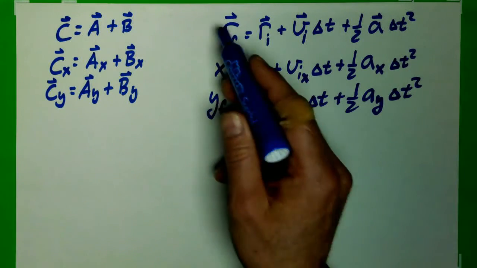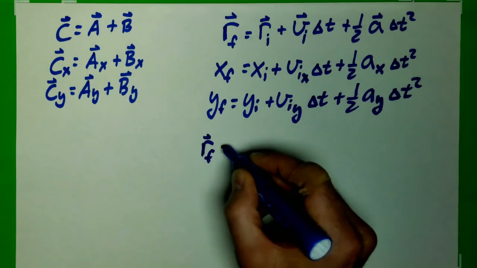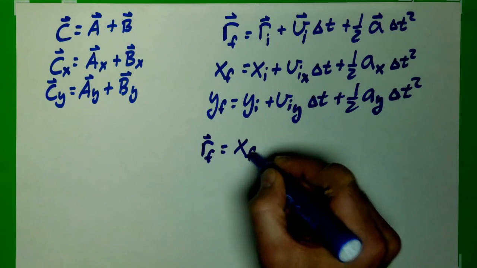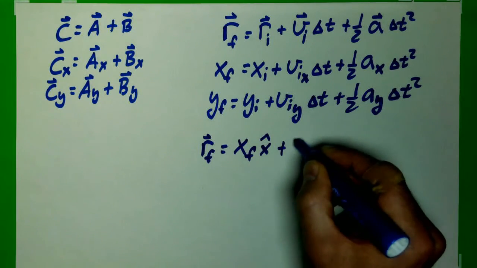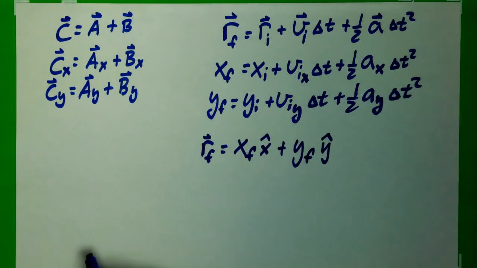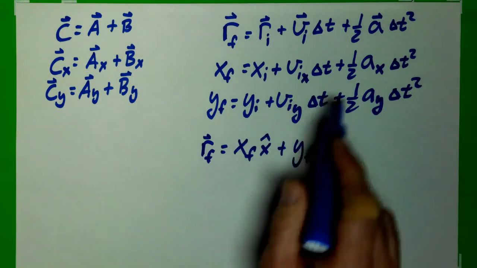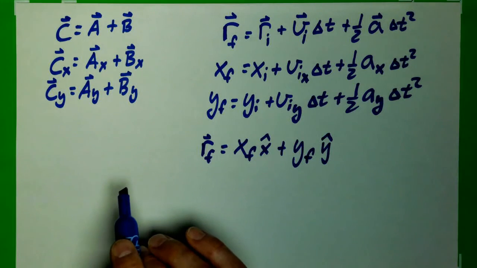Once I'm done, I can find r final by saying r final as a vector is going to be equal to x final x hat plus y final y hat, and I can then find my final value that way. Likewise, I could find any one of these other unknowns as needed.